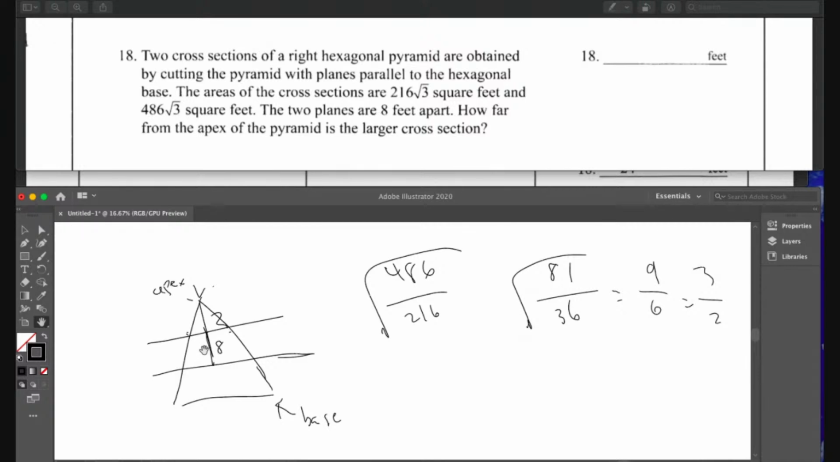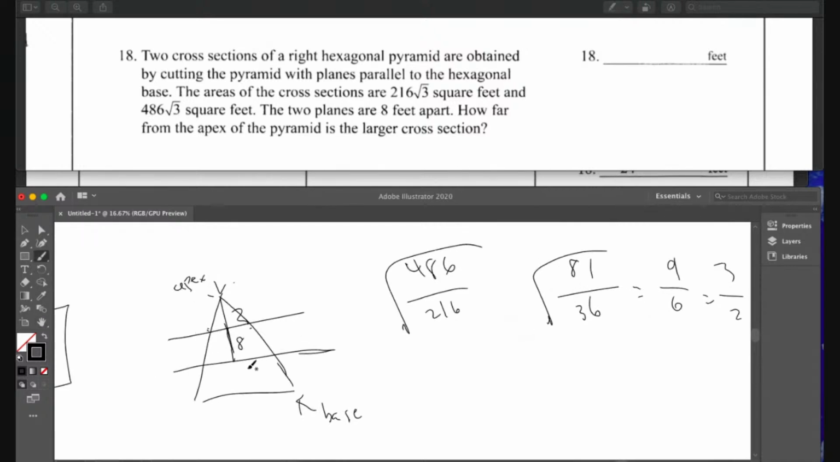Okay, so then I can just call this length something like 3x, right? And then I can call this length something like 2x because I know the ratio of this length to this length is going to be 3 to 2. And then you can see that we have similar triangles here, right? We're going to have a similar triangle right here, and a similar triangle right here, just because these two planes are parallel, right?